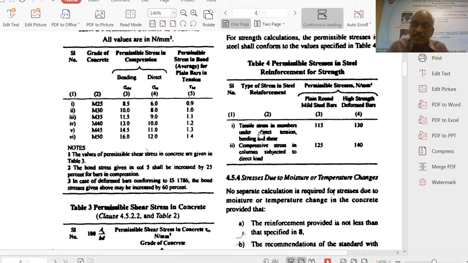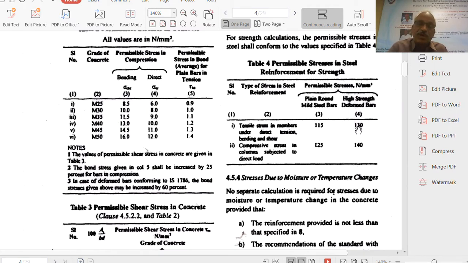Now, tensile stress in members under direct tension, bending tension and also shear. For all the cases, if it is mild steel bar, the allowable stress is 115 Newton per mm square. So it is not 140 as in the case of RCC. So it is 115. High strength deformed bars, the value is 130 Newton per mm square.